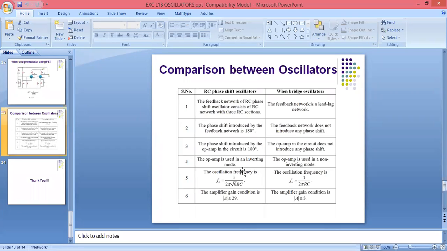The oscillation frequency of the RC phase shift oscillator is 1 upon 2 pi RC into 1 upon square root of 6.